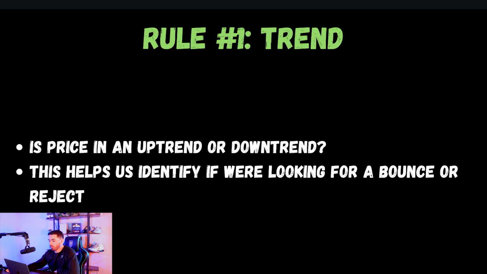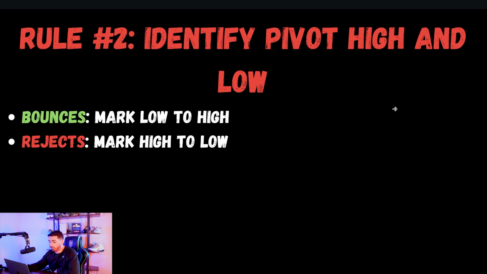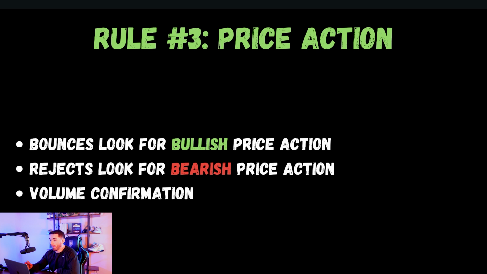So again, step number one, you need to identify what the overall trend is. Is it an uptrend or is it a downtrend? And this is going to help you understand if you're going to be looking for a bounce or for a reject. And as we already discussed, rule number two is going to be identifying your pivot high and your pivot low. So again, for bounces, we are marking the low to high. And then for rejects, we are marking the high to low. Now, rule number three, when price starts trading into your Fibonacci retracement, you want to pay very close attention to price action.